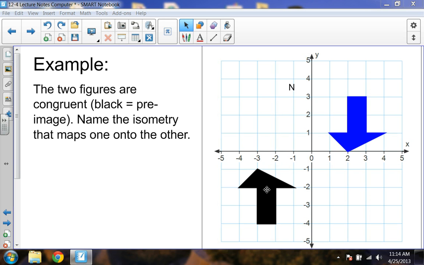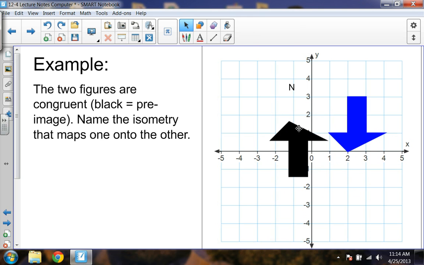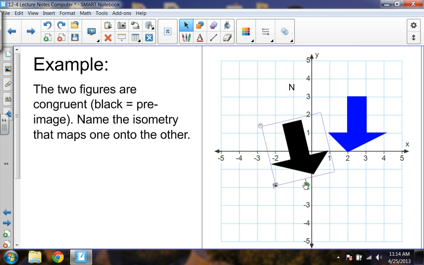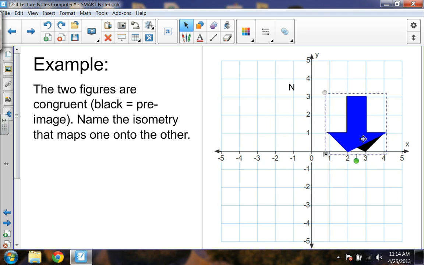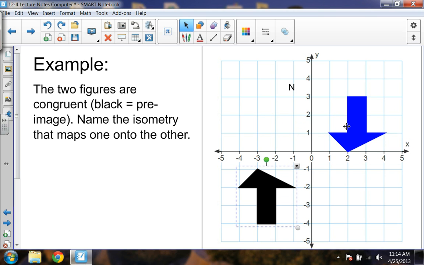And the way that you'll figure this out is you have to ask yourself one question first. From black to blue, from pre-image to image, is this a direct isometry or an opposite isometry? In other words, can I translate and or rotate this image over here and have the same thing? And the answer is no. When I rotate or translate this, this ends up being a flipped image. So you already know that this is an opposite isometry.